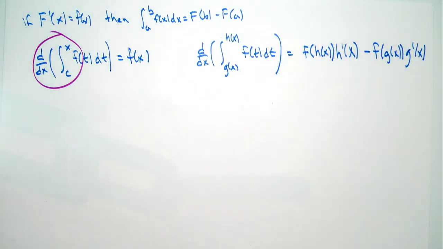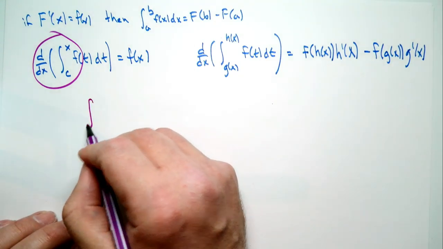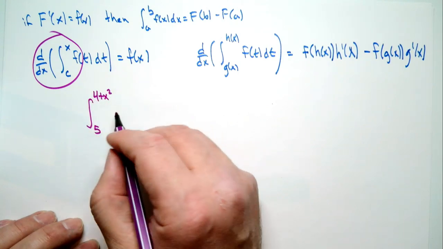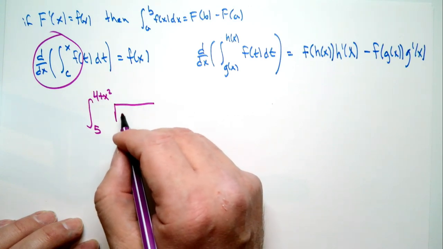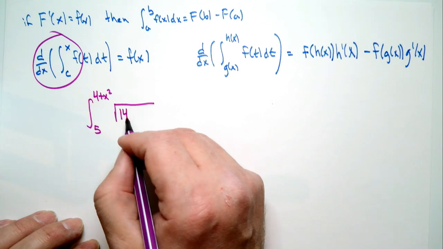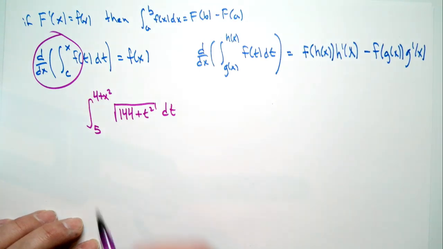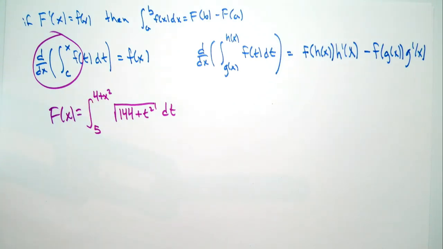Another thing is similar to one of your quiz problems, because we were working on quiz problems with some students earlier today. And it's easy to make questions like this up. You say, okay, suppose I have the integral from 5 up to 4 plus x squared of the square root of 144 plus t squared dt. And this is our function capital F of x. Okay, that's perfectly fine. It's a reasonable function.